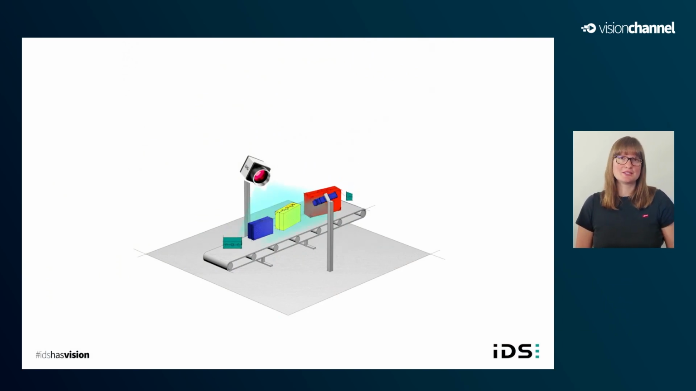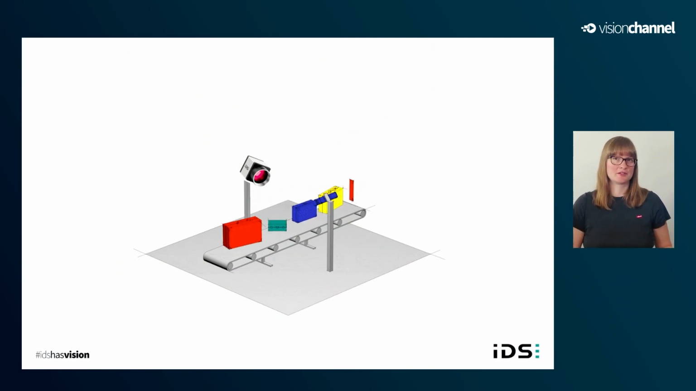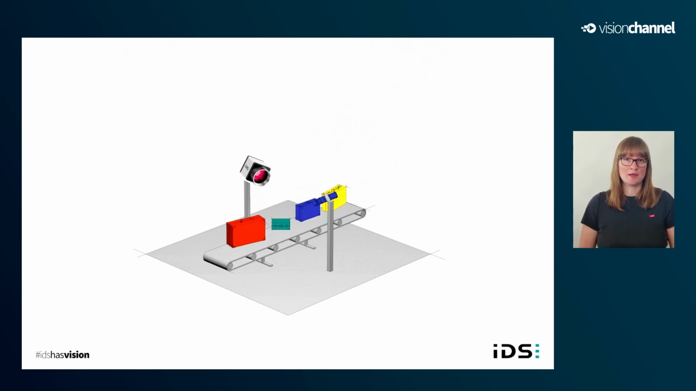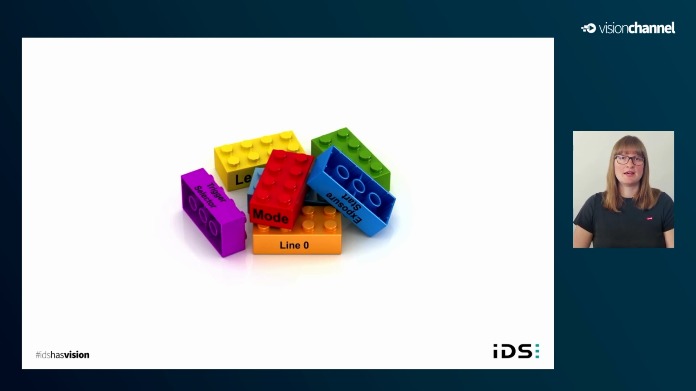In practical use, for example, goods travel along a conveyor belt. Typically, a light barrier is triggered when an object passes in front of the camera. But there are many more trigger options available for our IDS vision cameras.